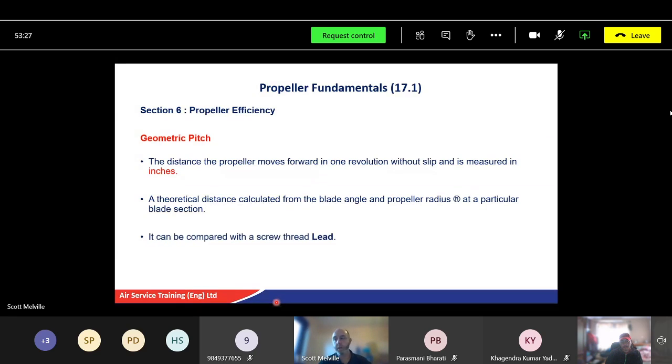And it can be compared with what's called the screw thread lead. If you get a bolt, put it in a hole, and screw it in, it should go as far as it is on the one thread. But unfortunately, because of air pushing the aircraft back, it doesn't quite go that same distance. The actual formula for that is geometric pitch is 2 times pi times the radius times tan. Just be aware of that formula at the moment, but we'll give you an example coming up.